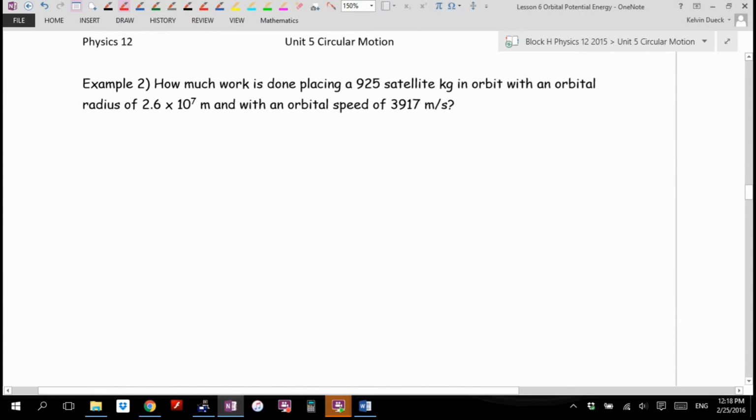Example 2. Clay, what does example 2 want me to find? How much work is done? Why can't I go force times distance? I could also find the area under, no, we're going to go to our best definition of work. Work is going to be the change in potential plus the change in kinetic.